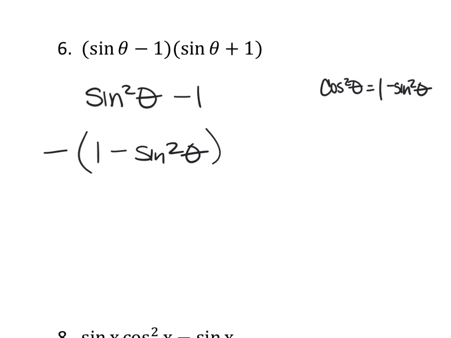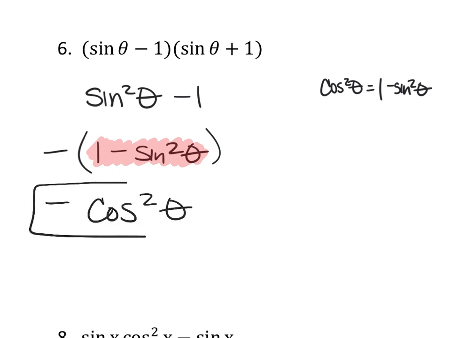But truly, that changed the signs, right? 1 became positive and sine became negative. So now it fits my Pythagorean identity. Now this can be changed to what? Negative cosine squared of theta. That's a single trig function. I'm done.